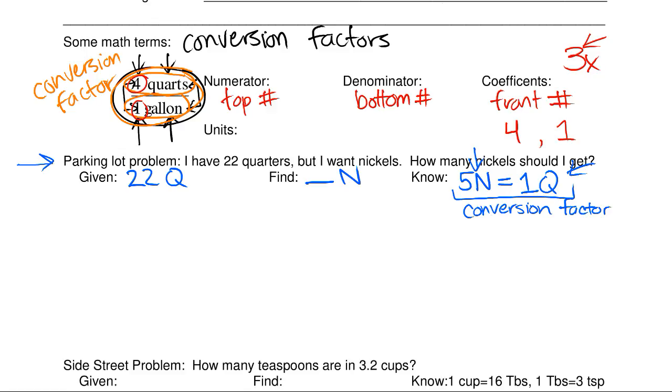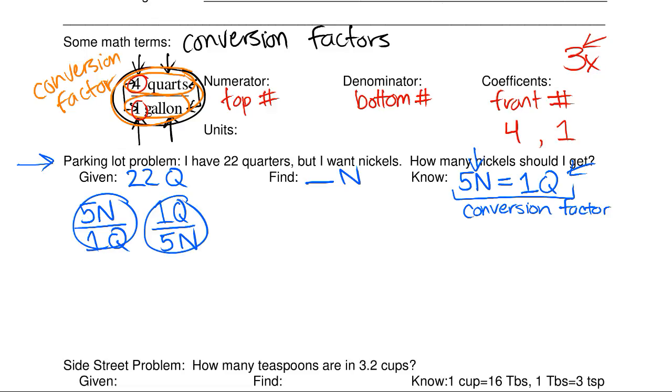So we're gonna write our conversion factor as one of two things. You can write it as 5 nickels is 1 quarter, or you can write it as 1 quarter is 5 nickels. But which one do you use? Do you use this conversion factor or do you use this conversion factor? It depends on what you start with. We are always going to start with what we know. And what I mean by start with what you know is that you know you have 22 quarters. You do not know how many nickels that is equivalent to.